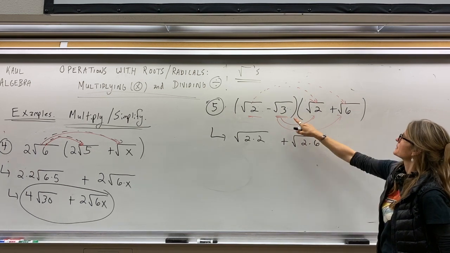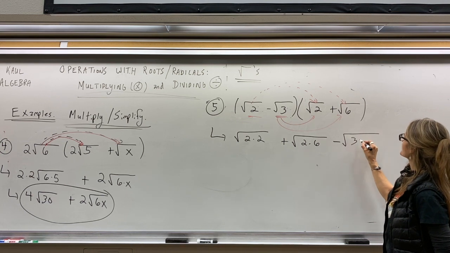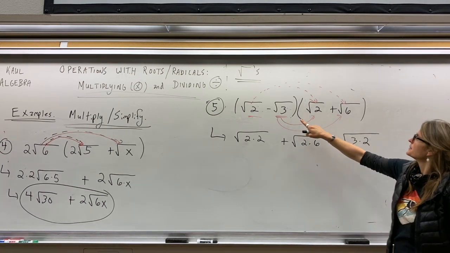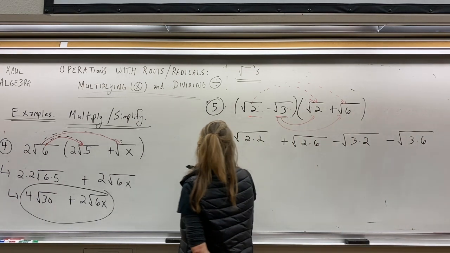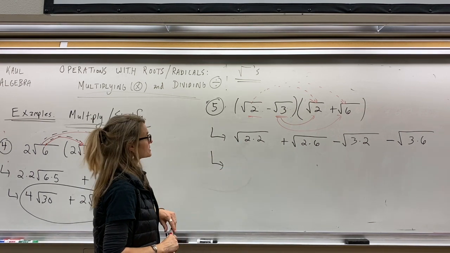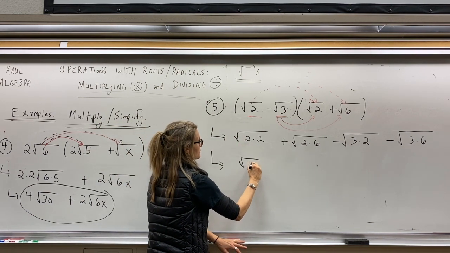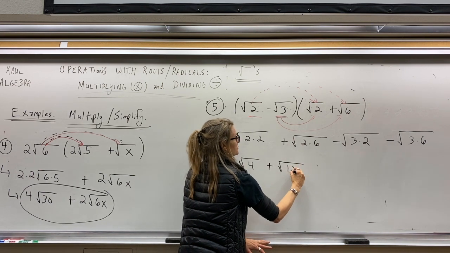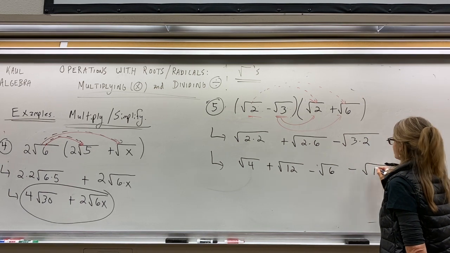So here I'm going to multiply the negative square root of 3 times square root of 2. This becomes negative square root of 3 times 2. And then this times this is going to be negative square root of 3 times 6. Okay, now I'm going to go ahead and clean everything up and then simplify as much as I can. Now this just becomes the square root of 4 plus square root of 12 minus the square root of 6 minus the square root of 18.